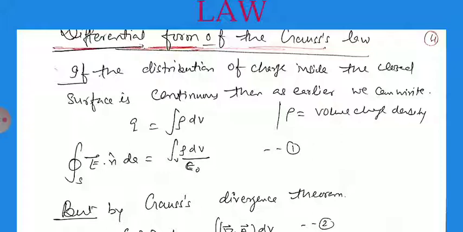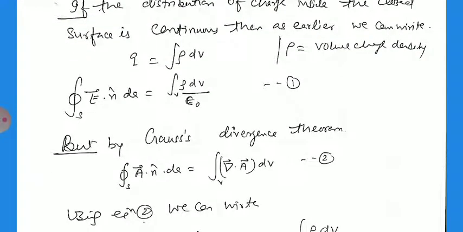Now, if you want to obtain the second form of the Gauss law, that is the differential form of the Gauss law, if the distribution of the charge inside the closed surface is continuous, then as earlier we can write q equal to integration of rho dV. So the Gauss law for this one, we can write the integration over the Gaussian surface as E vector dot n cap dA equal to the volume integration rho dV by epsilon naught. By Gauss divergence theorem, we can convert area integration into volume integration.